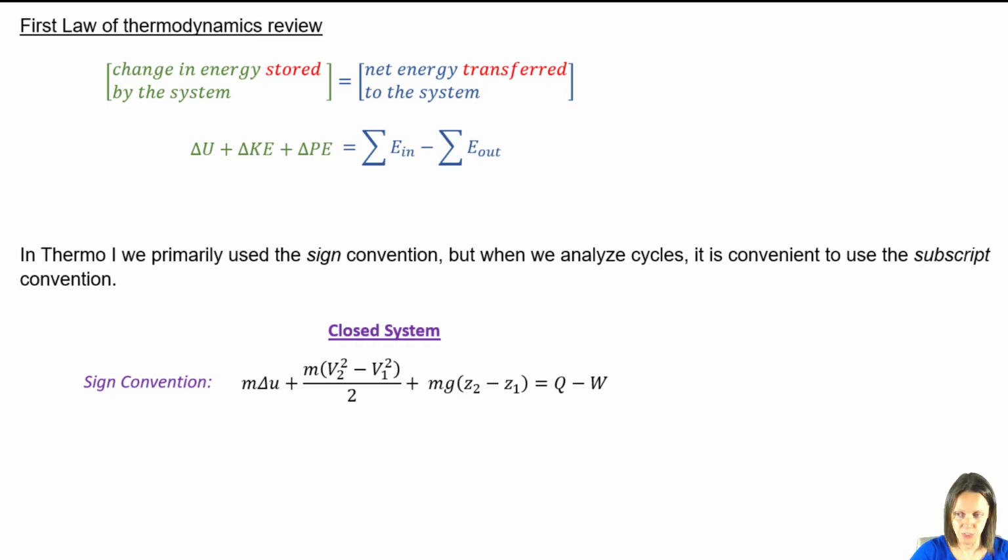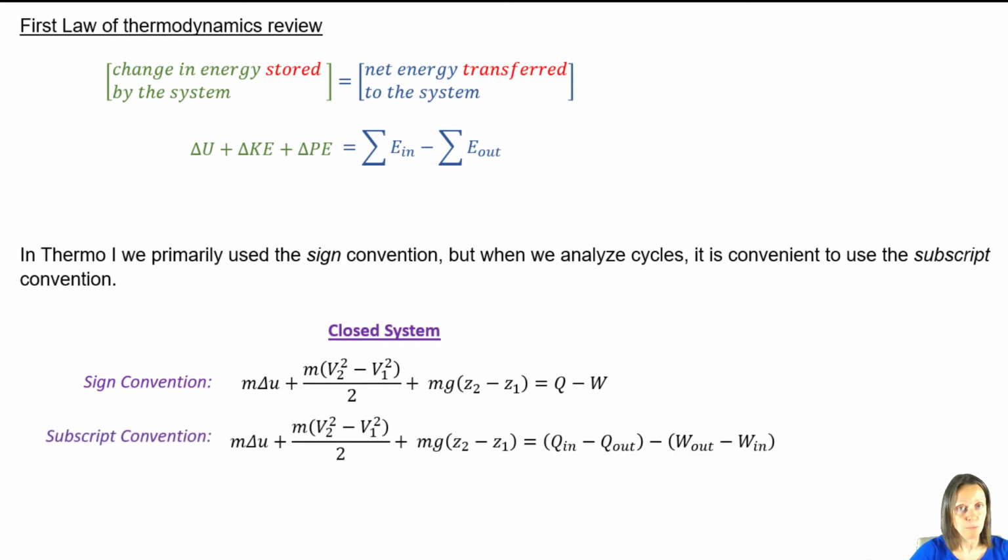This is the sign convention. So you've got the change in energy stored by the system on the left-hand side, and then you've got this Q minus W on the right-hand side. And the sign of Q and W are going to tell you whether it's going into or out of the system. Subscript convention looks exactly the same on the left-hand side, but on the right-hand side, instead of having Q minus W, you sort of tease things out, and it's Q in minus Q out minus work in. And all of those Q and W terms are positive quantities.